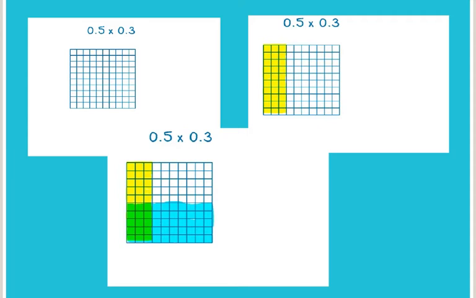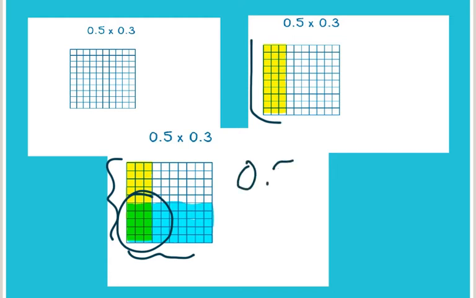In our first example, we're reviewing how to use a 10 by 10 grid to create an overlapping area model to multiply 5 tenths by 3 tenths. The yellow 3 tenths, when overlapped by the blue 5 tenths, gives an area of 15 hundredths. That is both blue and yellow. This model shows that 5 tenths times 3 tenths gives a product of 15 hundredths.